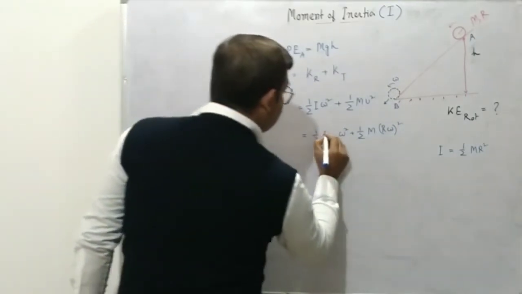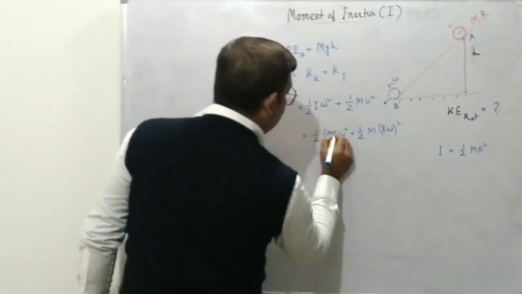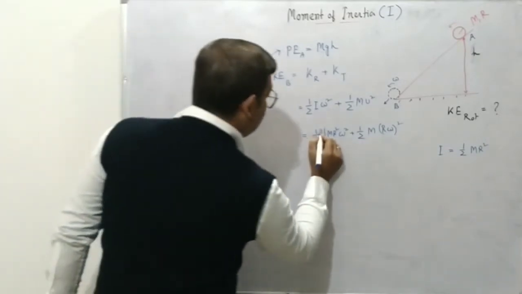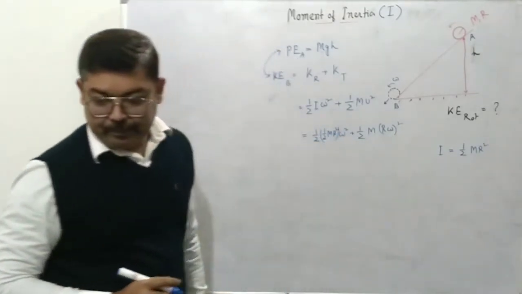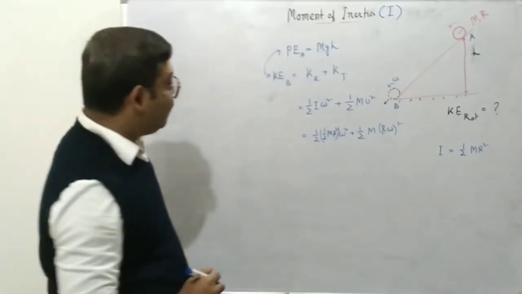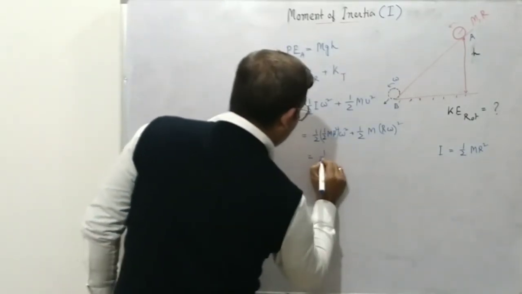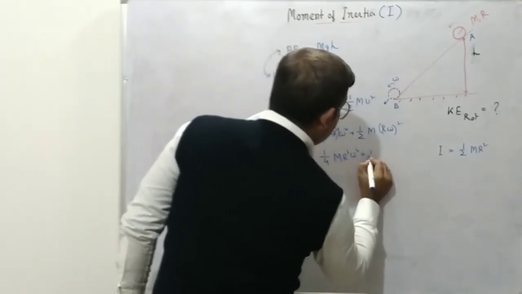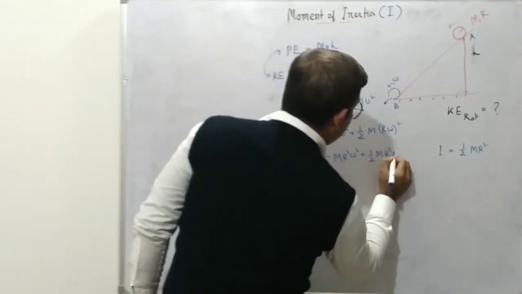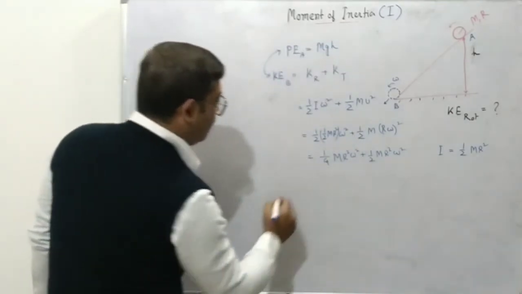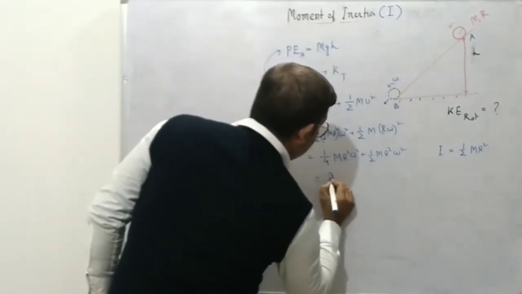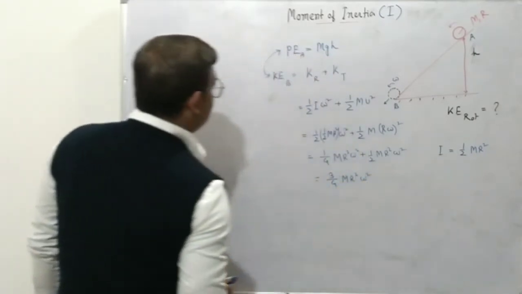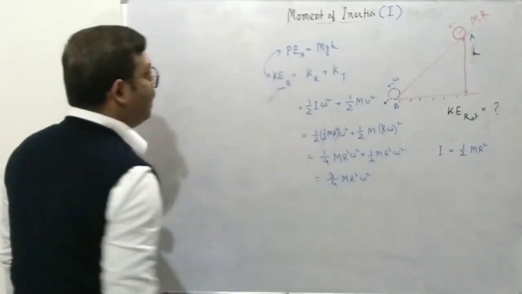Okay, so if you substitute this value, half m r squared, so what do we have? 1/4 m r squared omega squared plus half m r squared omega squared. That is to say 3/4 m r squared omega squared. So that is kinetic energy at point B.